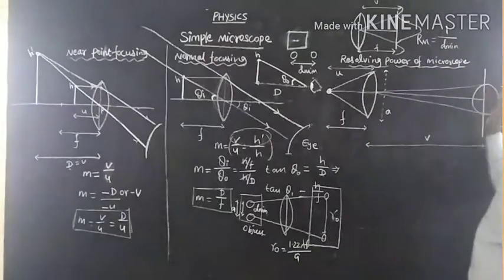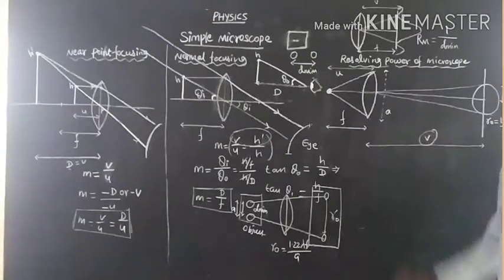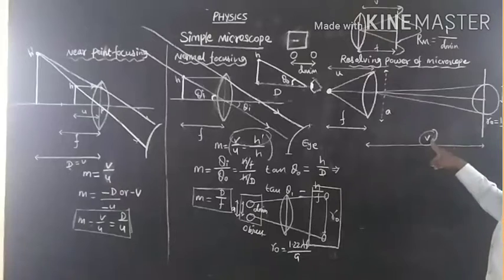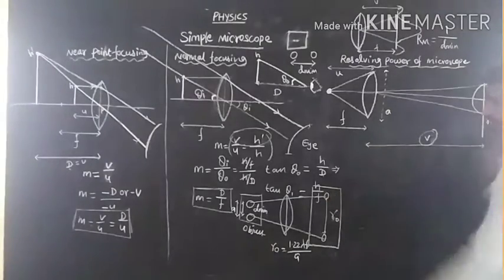So the image is formed beyond the focal length, at the distance v. So in this diagram we obtain the image at the position of v. Therefore here we replace the term f by v.